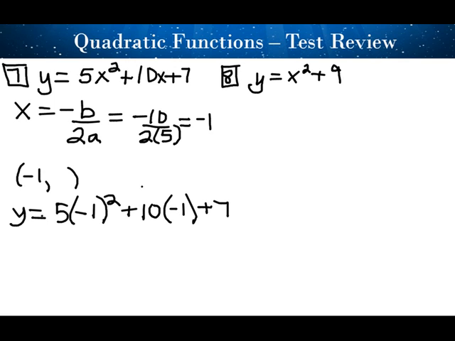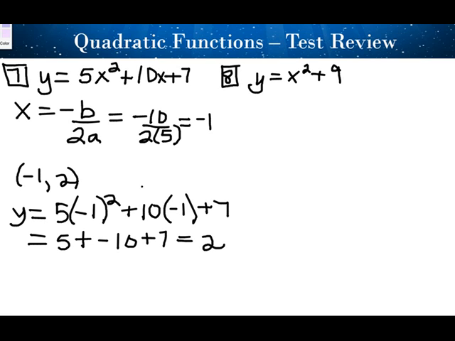Now, because this negative 1 is squared, that's going to make that a positive 1, and so that's going to make that 5. And then that 10 and negative 1 is going to make that a negative 10 plus 7. So that's really 5 plus 7, and 5 plus 7 is 12. 12 minus 10 is 2. So my vertex is negative 1, 2.